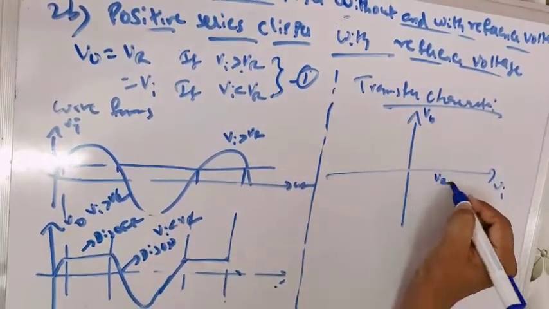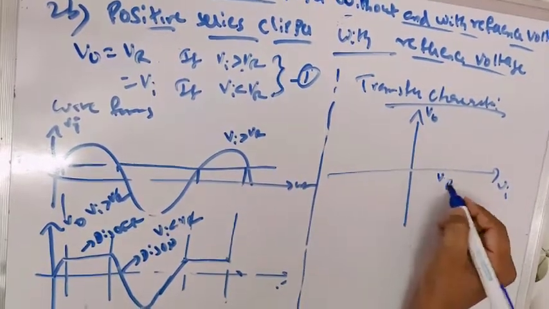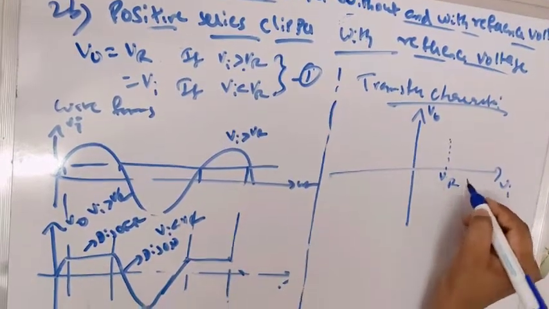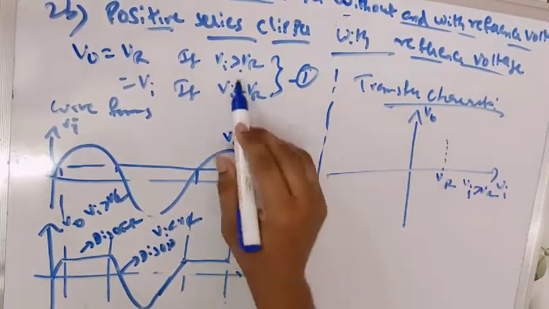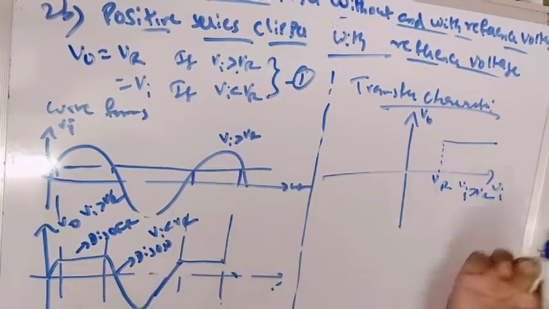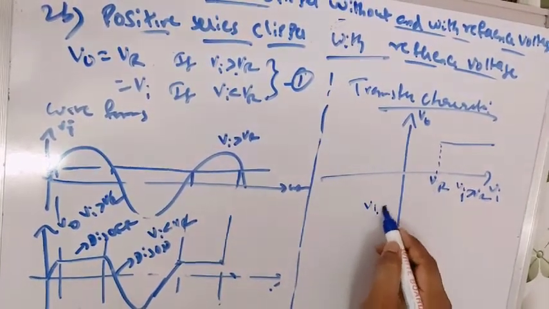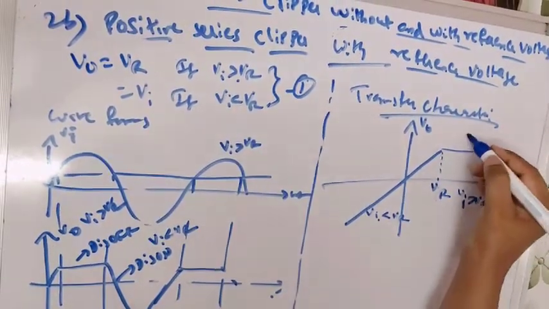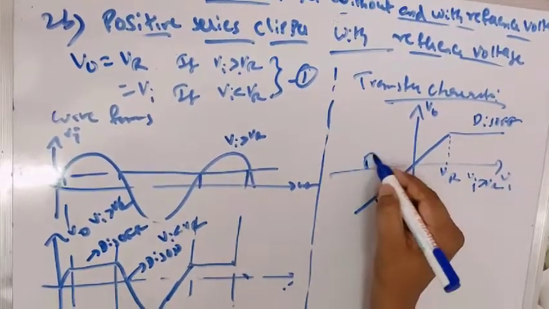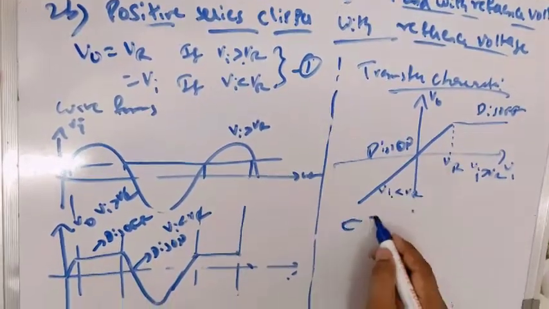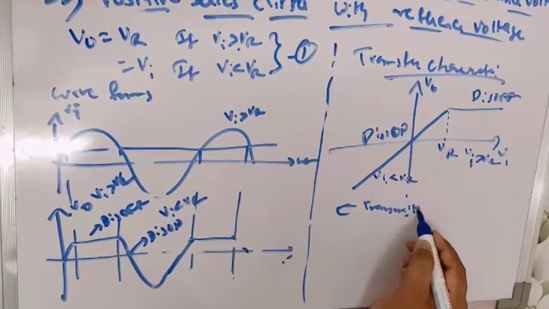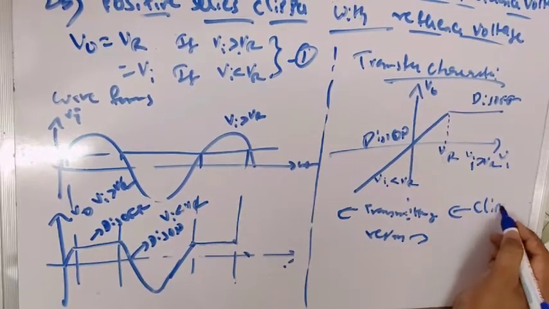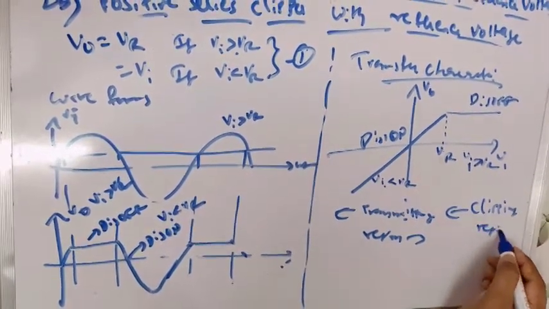Now we will take the reference voltage. We had taken a positive reference voltage, that is VR. At this particular point, what happens? When the input voltage Vi is greater than VR, the output will be restricted to VR here. When the input is less than VR, it follows the input, producing the output like this. In this region the diode is off, and in this region the diode is on. This is called the transmitting region, where the signal is transmitted as it is, and this is the clipping region. So it is clipping the positive peak portion of the signal.